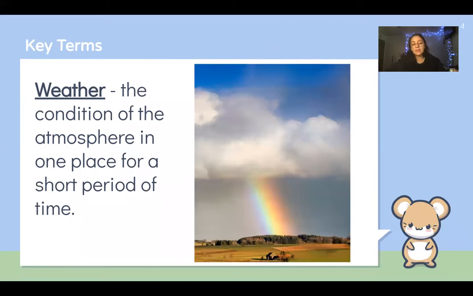And now we're going to get into weather. I just wanted to go over seasons first because seasons are a lot of the reason why weather changes and fluctuates all over the world. Here, the key term that you should know, this will be on your test most likely, is that weather is the condition of the atmosphere in one place for a short period of time. Okay, keep that in mind, for a short period of time.